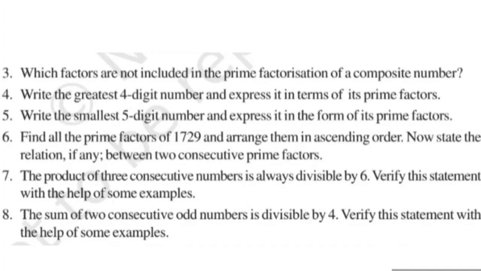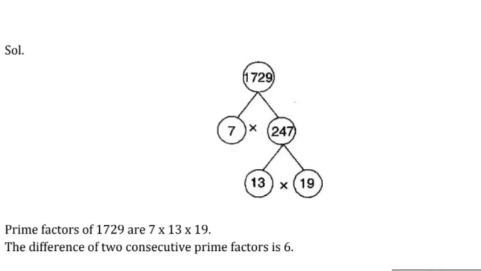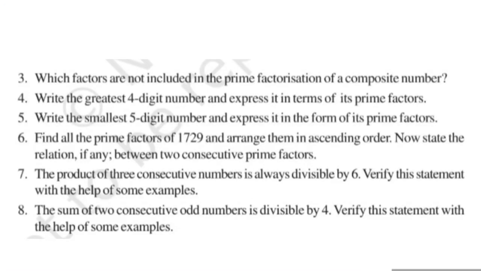Now state the relation, if any, between two consecutive prime factors. See here, scholars, the factors of 1729 are 7 into 247. So 7 is a prime number only. Now the factors of 247 are 13 and 19. Now these three are prime numbers. So the prime factors are 7 into 13 into 19. So the difference of two consecutive prime factors is what? It is 6.